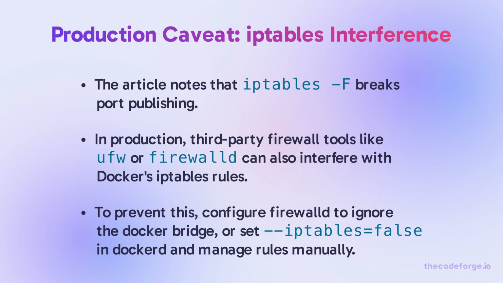The article notes that iptables -F breaks port publishing. In production, third-party firewall tools like UFW or firewalld can also interfere with Docker's iptables rules. To prevent this, configure firewalld to ignore the Docker bridge, or set iptables=false in dockerd and manage rules manually.